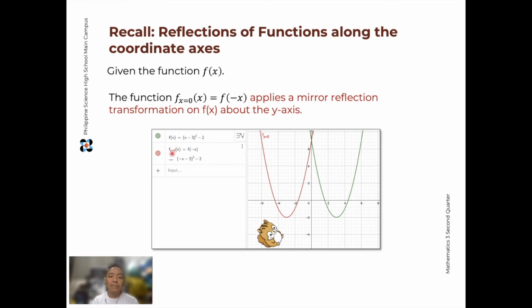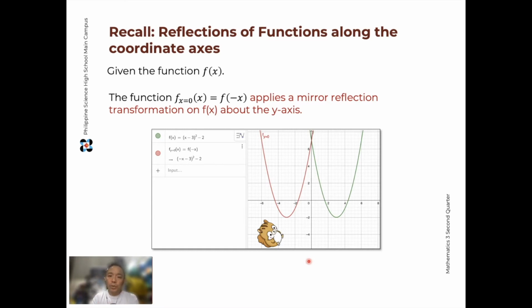So here I have a original function f of x. It's (x minus 3) squared minus 2. Again, naka-vertex sa (3, negative 2). Pag gumawa tayo ng bagong function na inenegate lang natin yung x, you'll see sa red function, it's just a reflection of the green function along the y-axis. So again, we encountered this before nung nagdi-discuss tayo ng functions and transformations. So this should not be anything new for us today.